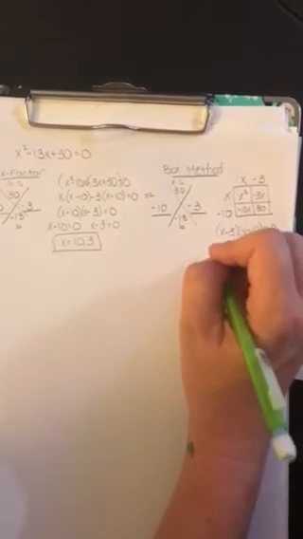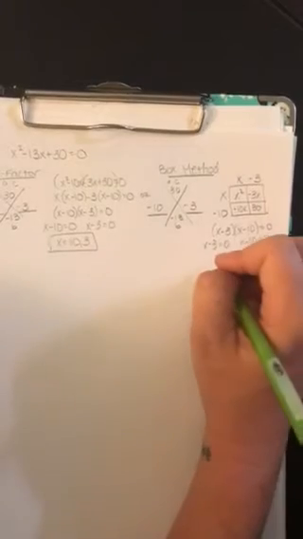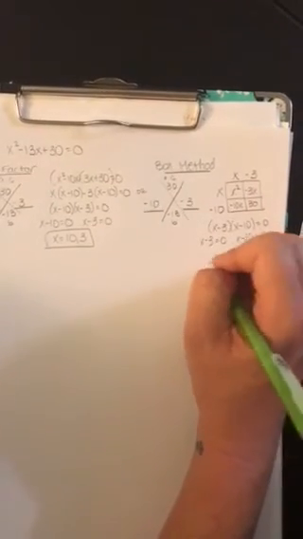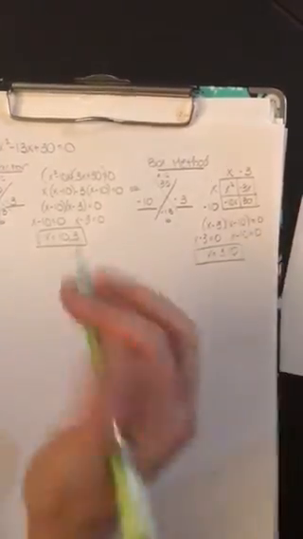It's equal to 0, so set them each equal to 0. And then solve. Make sure you write your answers together. Don't irritate me and write them separately. Okay, thanks. All right, last example.